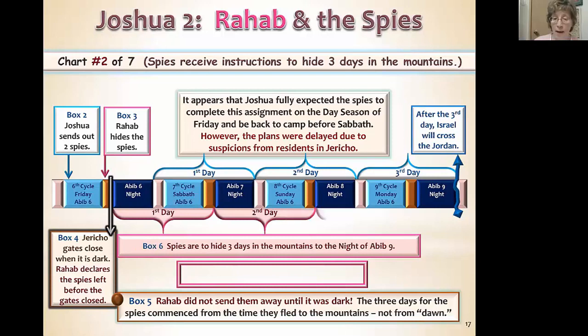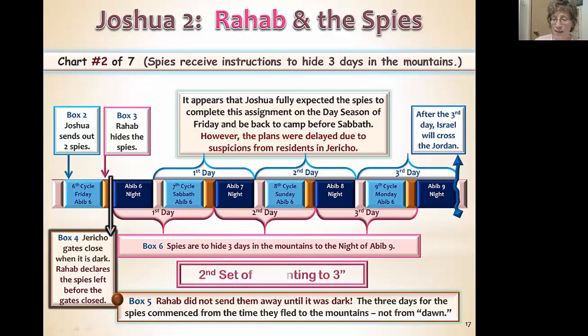So off they go, and they hide 3 days in the mountains, right up to the night of Abib 9. So here's where they are hiding. It's going to be dark. Remember, she let them go when they were dark, so we're counting it from Abib 6 night. There's your first day. Okay, so they were in the mountains over the Sabbath, from Friday night to the Sabbath day. Then Sabbath night on the 7th, all the way up to Sunday day. And then at night, the 3rd day, took them all the way up to the night of Monday.